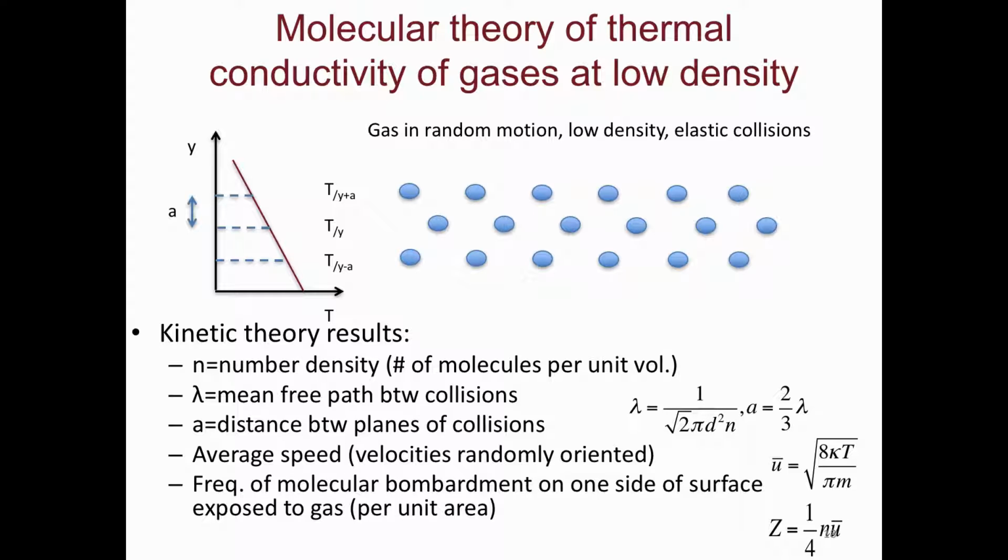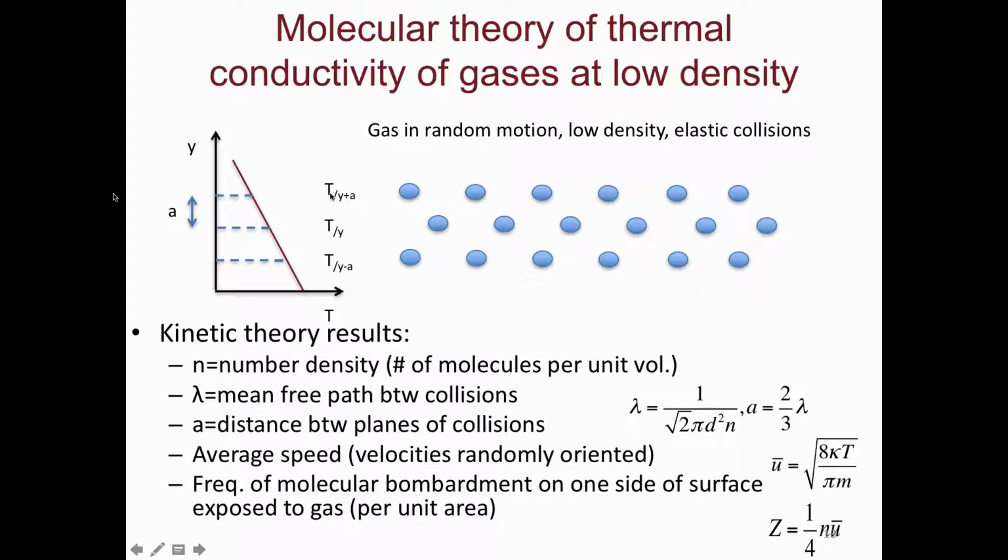This is pretty much the same slide that I had in our initial lecture. So I have gas, and I have gas in random motion at low density and elastic collisions. And this time, the only difference I made is what it is that I have a gradient of. Good old cut, copy, paste with a couple of changes, right? But that shows you the similarities essentially. So now I have temperature differences, and I have a higher temperature at lower values of y and a lower temperature at higher values of y.